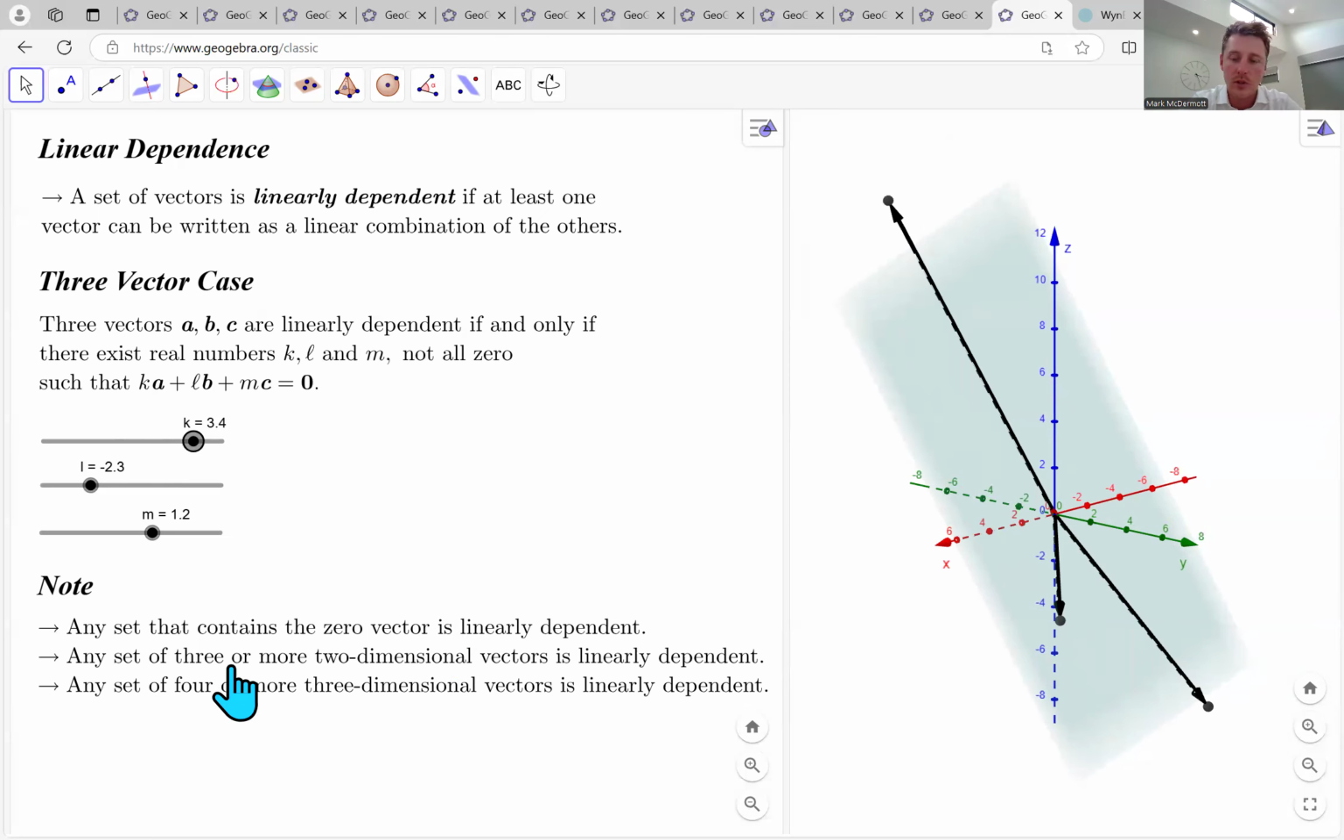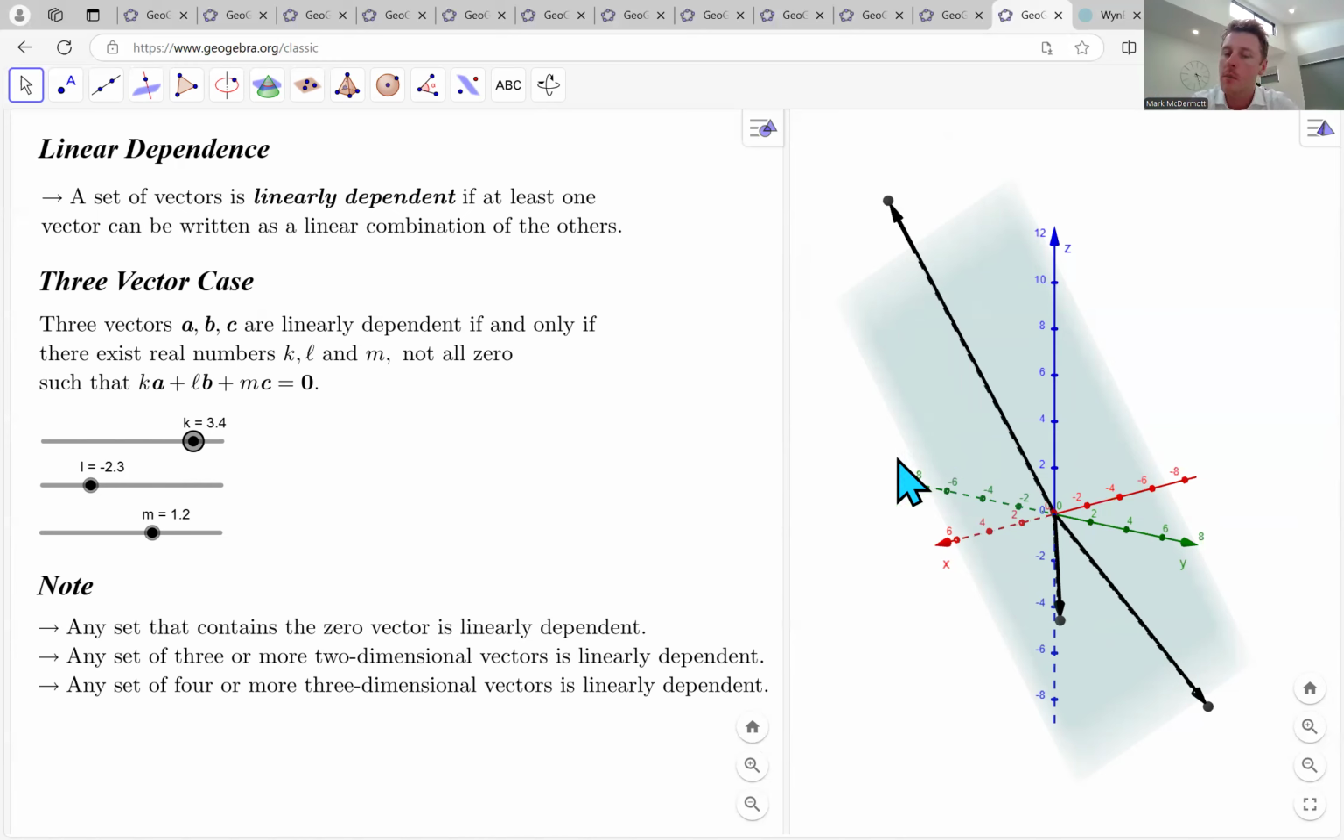Okay, just some final things to be aware of. Any set that contains the 0 vector is linearly dependent. And that should make sense. When we say set, we've got a set of vectors. One of them is the 0 vector. And we've got some other vector there. We're always going to be able to combine them such that we get the 0 vector as our output.